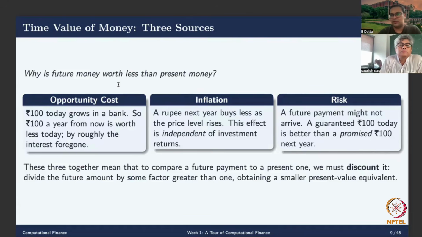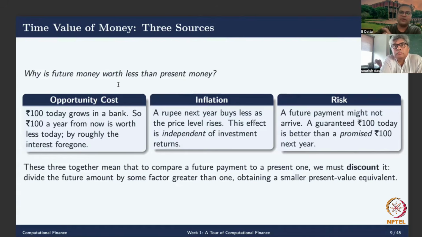And then, as you mentioned, Shorish, there are reasons related to inflation. And of course, there are potentially reasons related to risk. Money today in hand is better than money that you are promised at some point in the future. Hopefully the promise will be carried out, but there's always a chance that you won't get the money in the future. What we care about is that, as a result, money in the future is worth less compared to money now. So 100 rupees today is not the same as 100 rupees 1 year down the line, right?